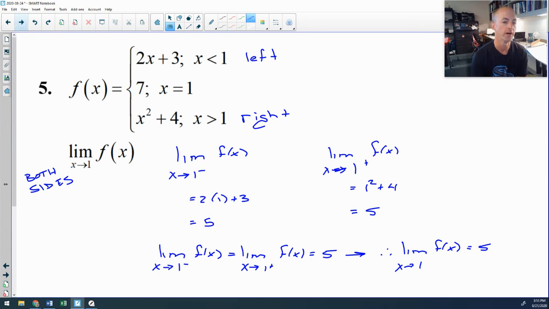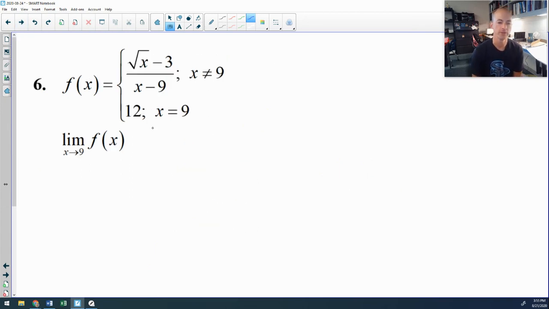Let's move on. Number 6. This one's a piecewise, but a little bit different. This one doesn't say x is greater than or less than 9. It simply says x not equal to 9, and then the function is 12 when x is equal to 9. So if I want to know the limit as x approaches 9, it does not specify one side or the other. So that means, again, we have to look at both sides of x equals 9.